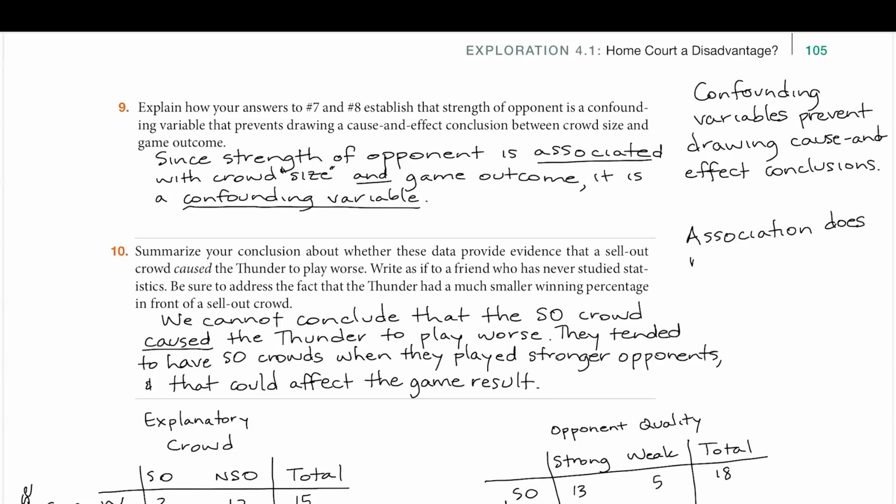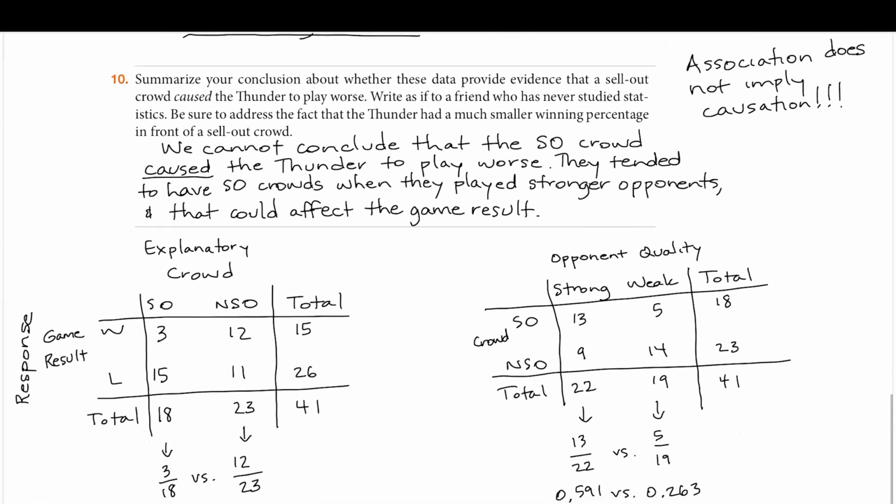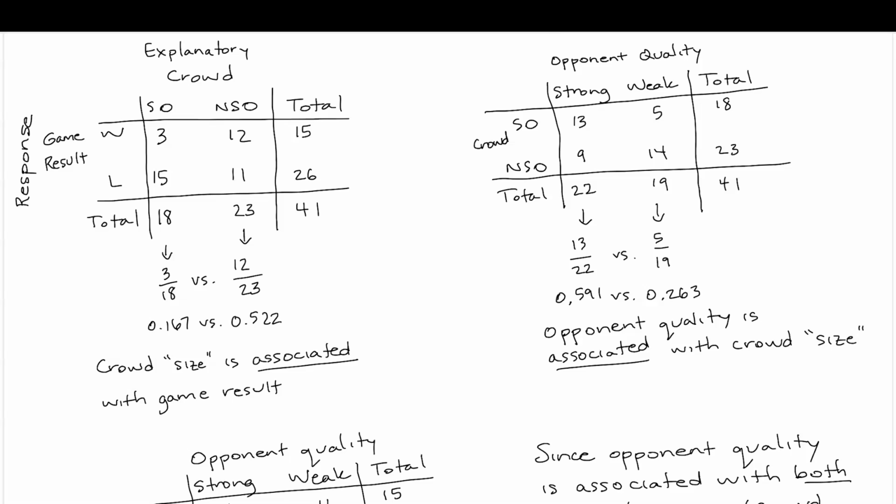So another big takeaway from this section, and this would be good for all citizens to understand: association does not imply causation. So we have to be really careful. Just because two variables are associated does not mean that one causes the other. And this is something to be really careful about in news reports. You hear a lot of times information about association, but that does not mean that one causes the other.